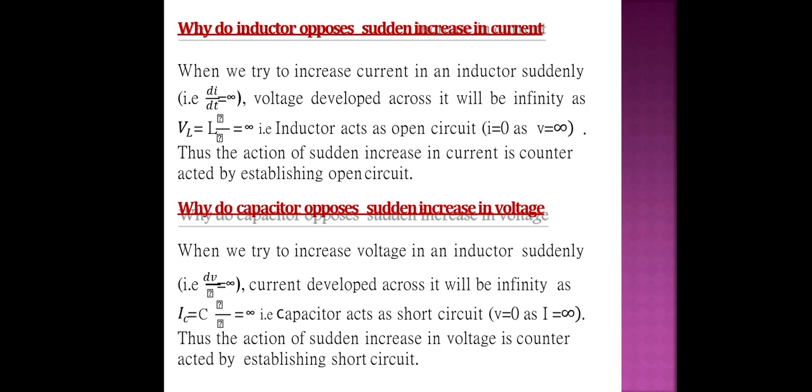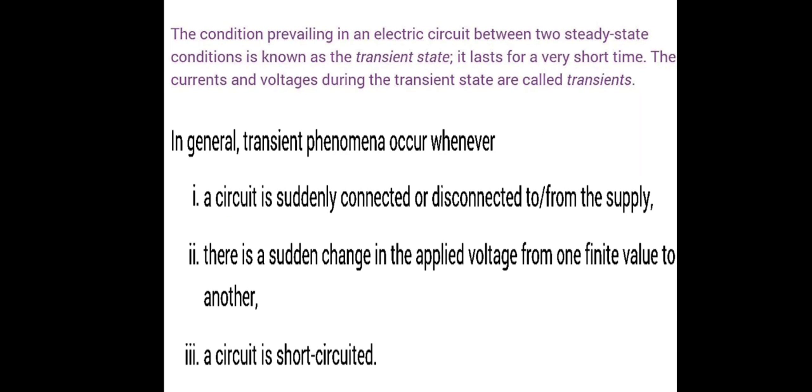Now we come to this. The condition prevailing in an electric circuit between the two steady state conditions is known as the transient state. It lasts for a very short time. The current and the voltage during the transient state are called the transients.